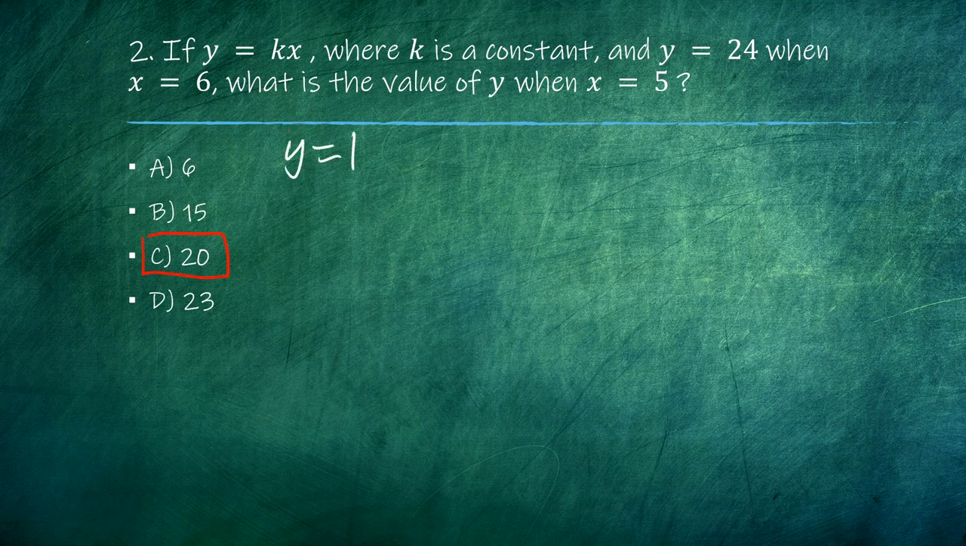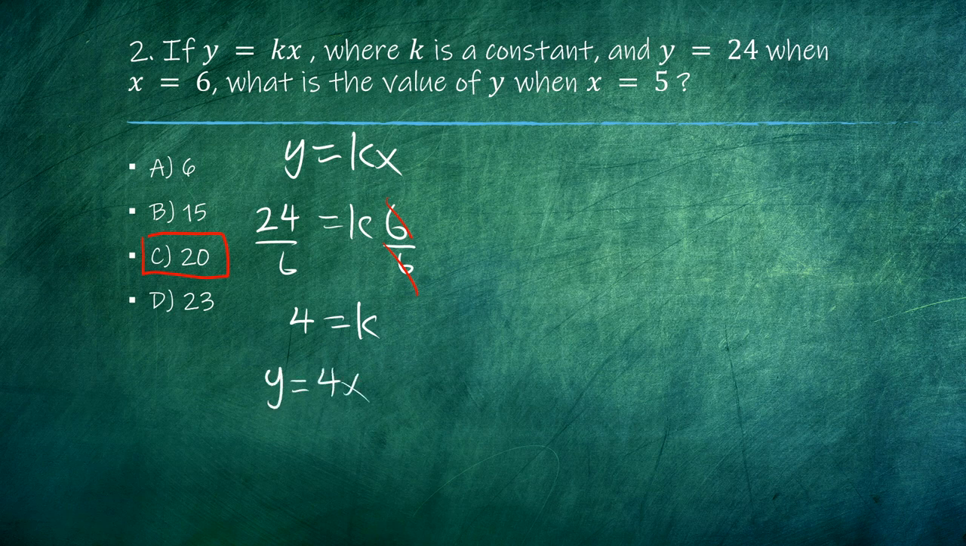y is equal to kx, when y is equal to 24 and we know x is 6. So divide by 6 on both sides. 4 is equal to k. So let's rewrite the equation as y is equal to 4x. And we want to know what y is when x is equal to 5. So y is 4 times 5, which is 20. So that's our answer.